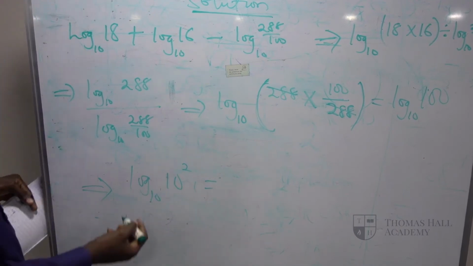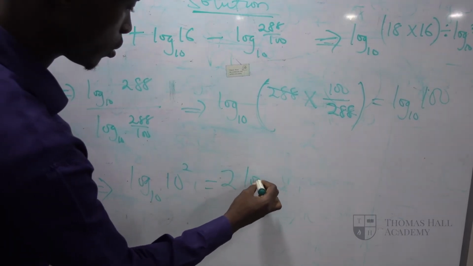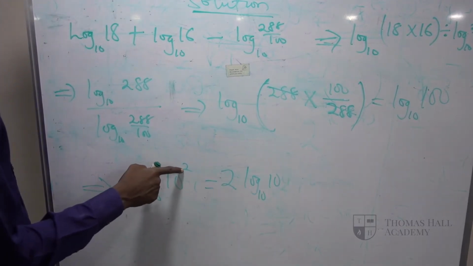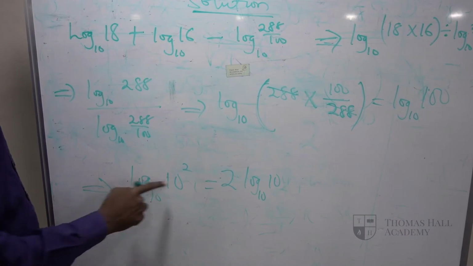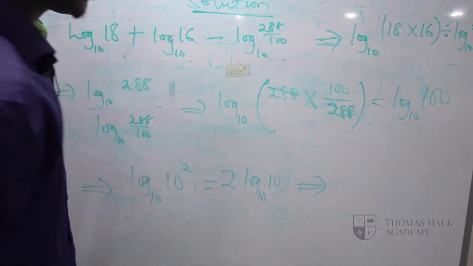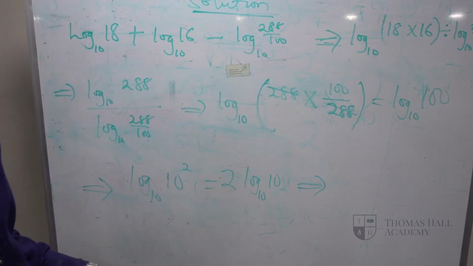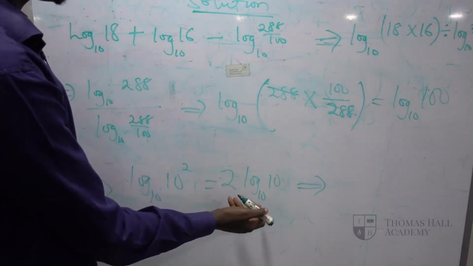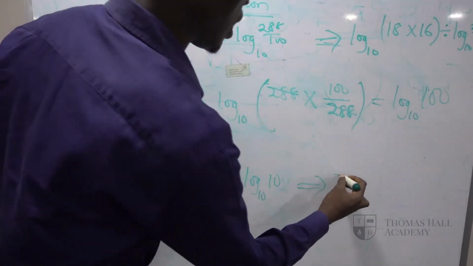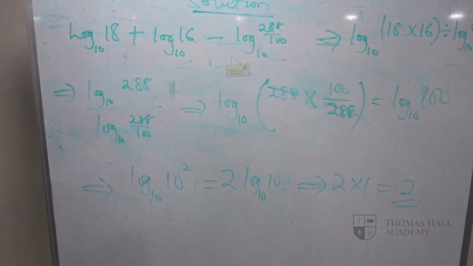So like I said earlier, this power of the logarithm comes to the other side and becomes 2. And we have log 10 base 10. We've learned earlier that when the logarithm has the same base, then it is equal to 1. Log 10 base 10 is 1. Then we are having 2 times 1, which is 2.